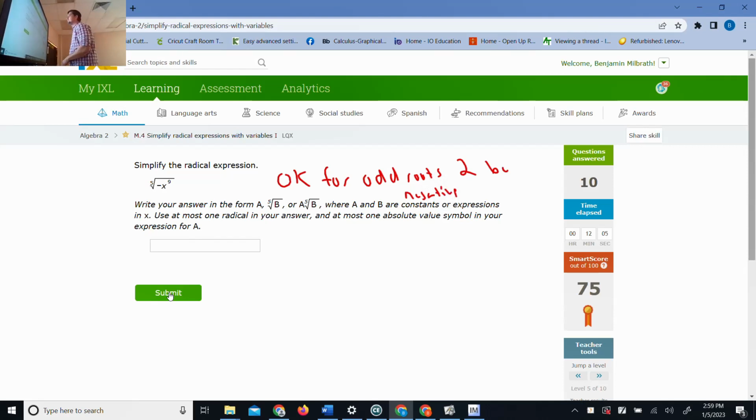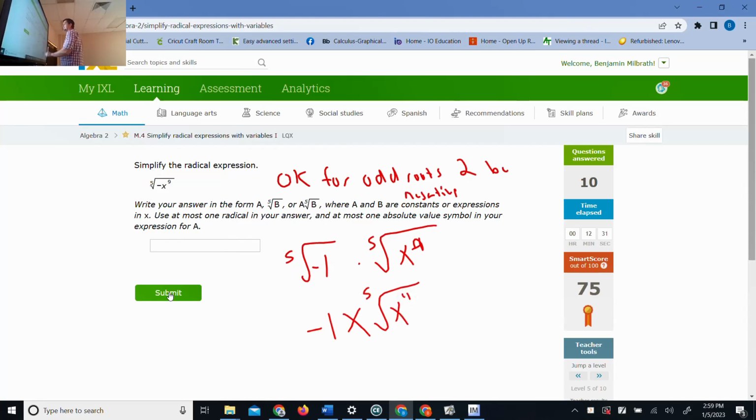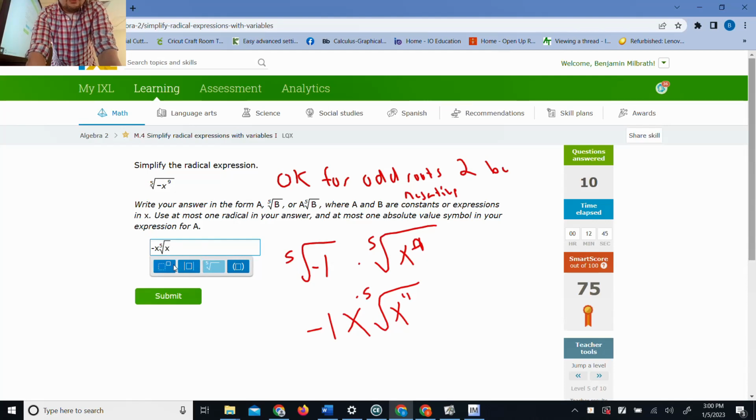Nothing wrong with it. All right, so what are we looking at here? Fifth root of negative x to the 9th. We're going to look at that as the fifth root of negative 1 times the fifth root of x to the 9th. Now, the fifth root of negative 1 is negative 1. And the fifth root of x to the 9th is x times the fifth root of x to the 4th, because 1 times 5 is 5, add 4, 9. So the final answer here is negative x times the fifth root of x to the 4th.